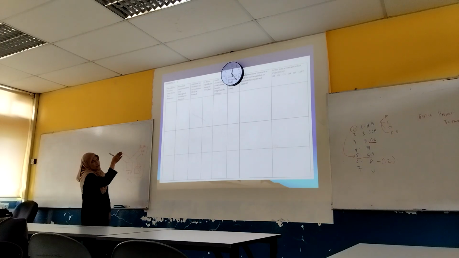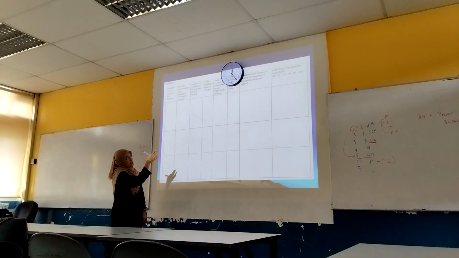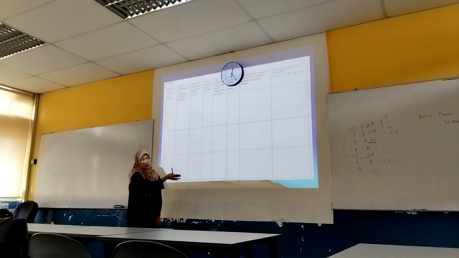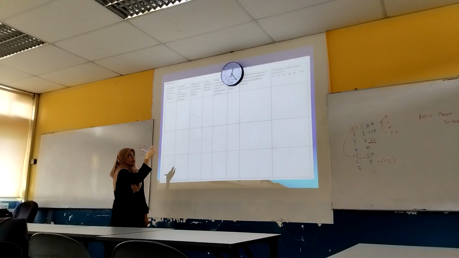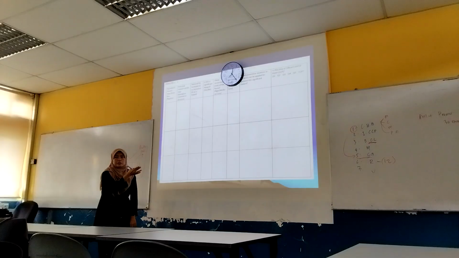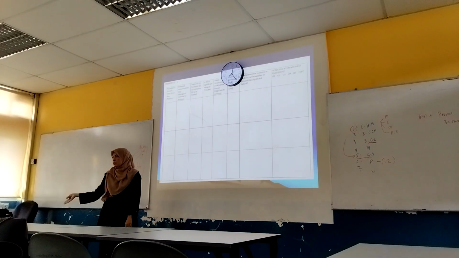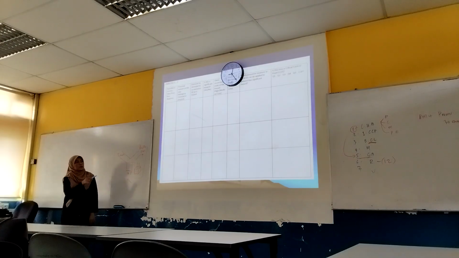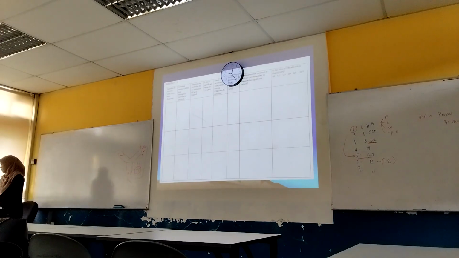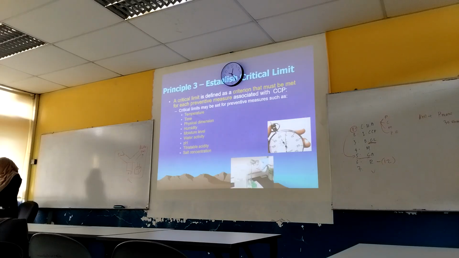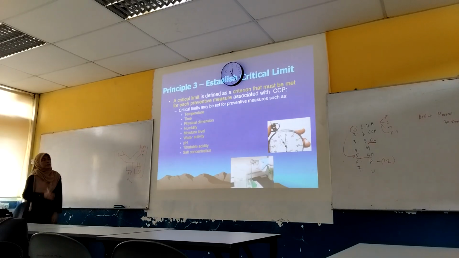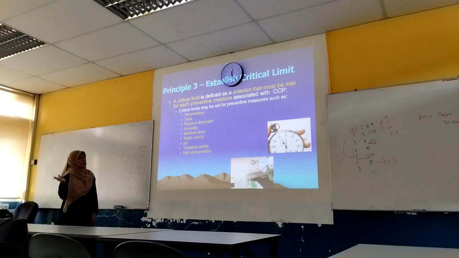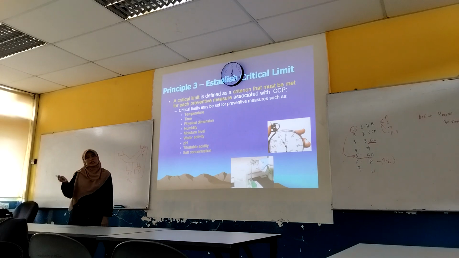And the last column is actually about the decision tree. So we have question 1, question 2, question 3 up until whether it's CCP or not. That is based on the decision tree that we have just now. So you need to answer all that. And the last one before we stop for today is the critical limits. We already know the CCP, critical control point, but now we want to look in terms of the limit.